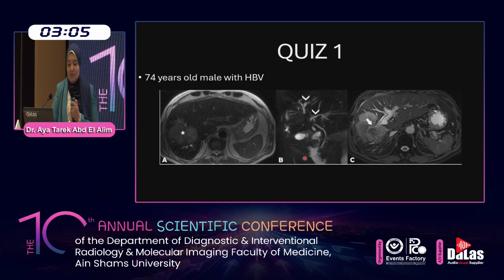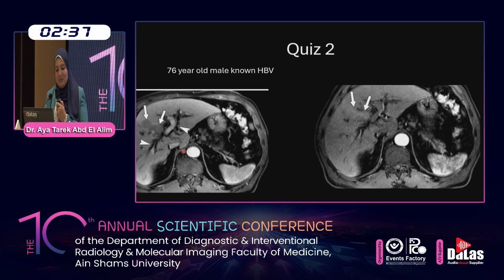This is a quiz. We can see this is a man with HBV, let's be positive. What do you think? Anyone? This is a T2 cloudy appearance. This is a clue for this case. Why cholangio? Cloudy appearance. What else? Look, the portal vein is not infiltrated, it's encased. So it's cholangio.